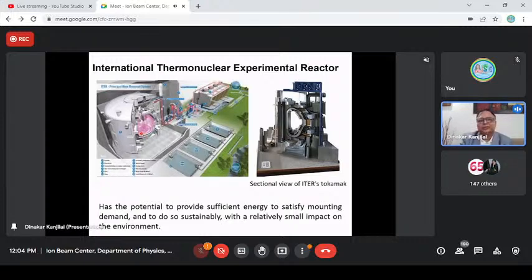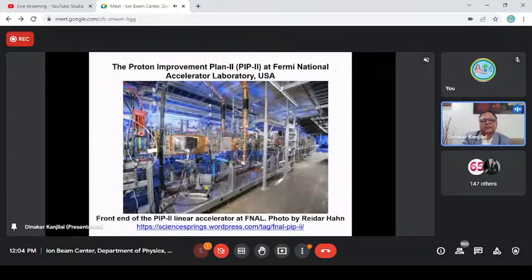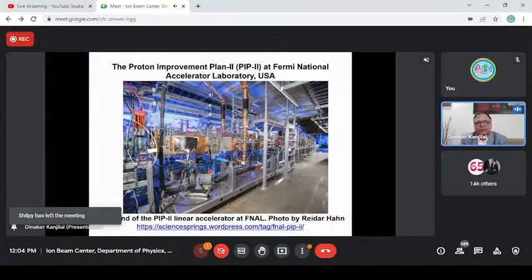India has a 7% share. I just showed. And new generation accelerators are coming for high-flux proton beams. This is a PIP-II linear accelerator. Here also we have contributed, as I will show.